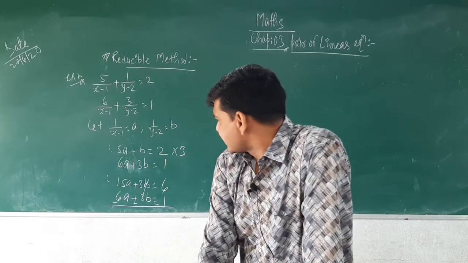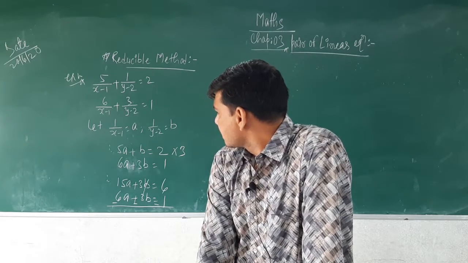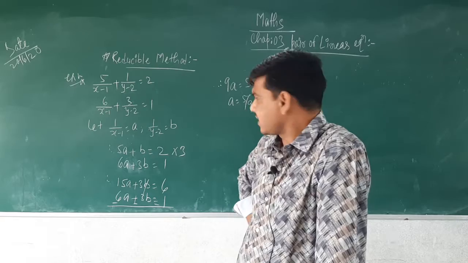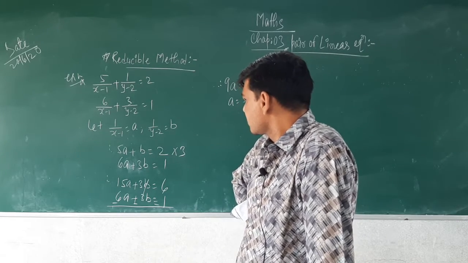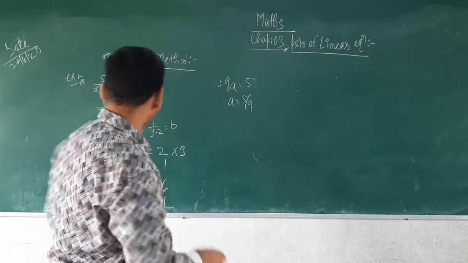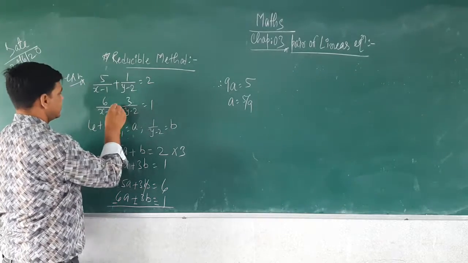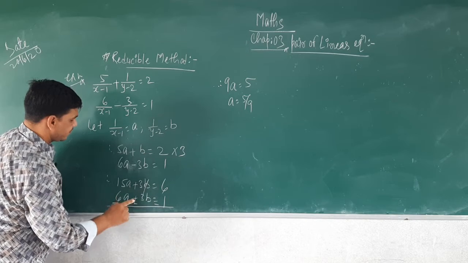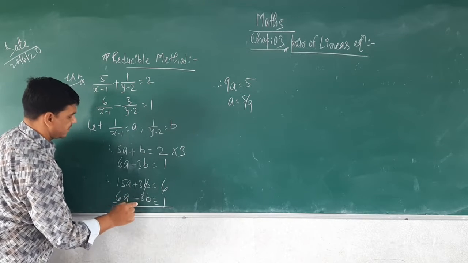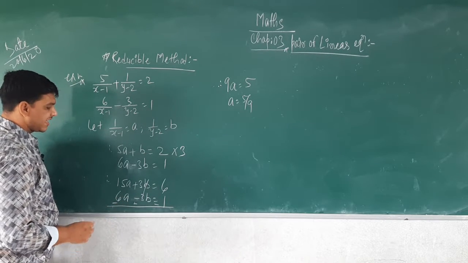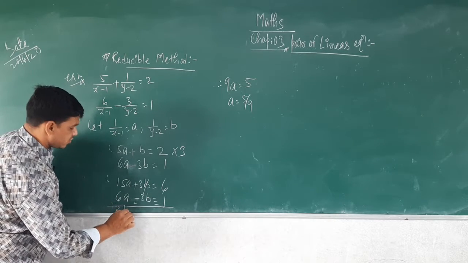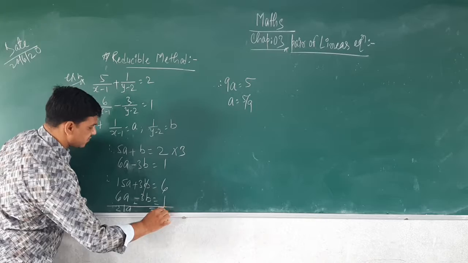So if we check the equation, first of all, 3 upon y minus 2, it should be minus 3. Sorry, class, a sign mistake is there. Here the minus sign is there. So it is 6a minus 3b, it should be minus 3b. Then we have to use the addition method. 15 plus 6, 21a. 21a is equal to 6 plus 1, which is equal to 7.